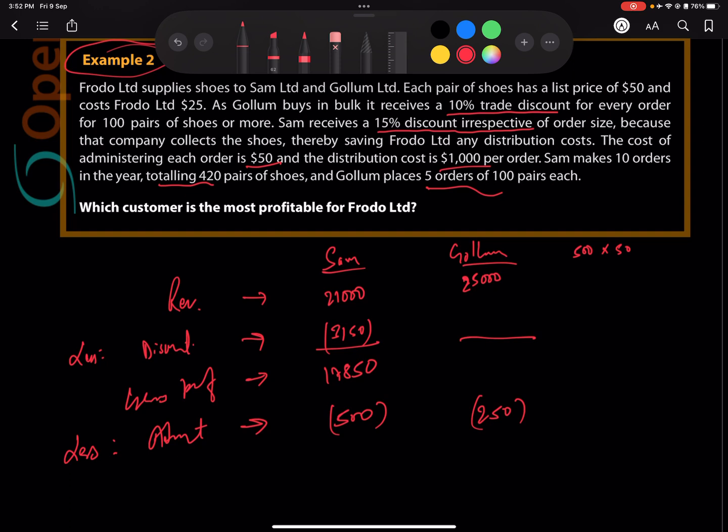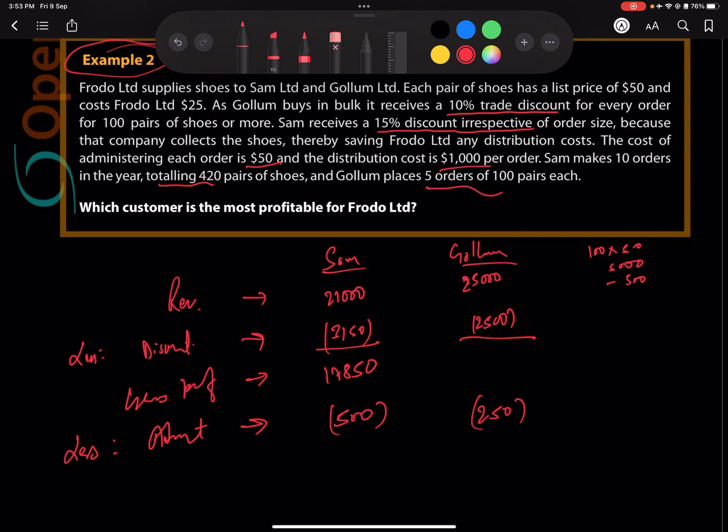Next thing. So every order is what? Every order is 100 pairs, right? So every order is 100 pairs times 50. It's going to be 5,000, right? So 5,000 is going to receive 10% discount. So 500 discount is what he receives, and how many times is he going to do a similar kind of order? 5 times, right? So he's going to receive in total how much? 500 times 5, 2,500, right? He's receiving that much discount, right?